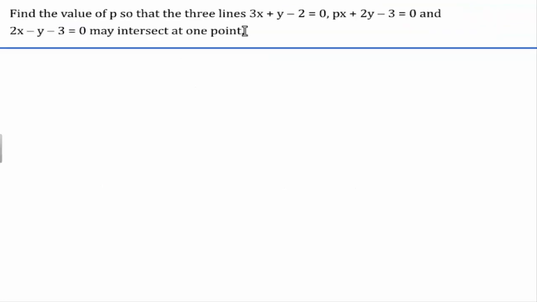In this question, the three equations are given to us, and it is said that they are intersecting at one point. That means the three lines are concurrent lines. We have to find out the value of the unknown p. Let us see the solution for this.